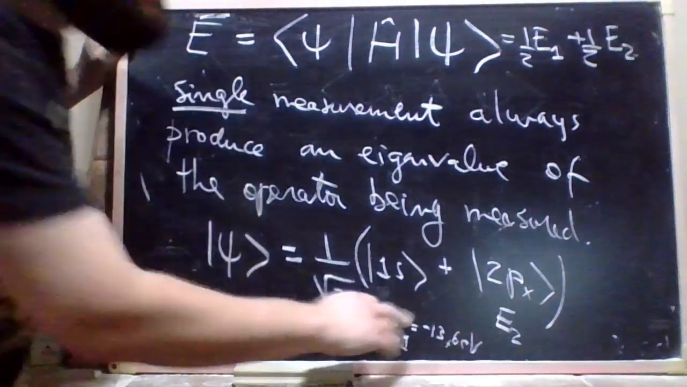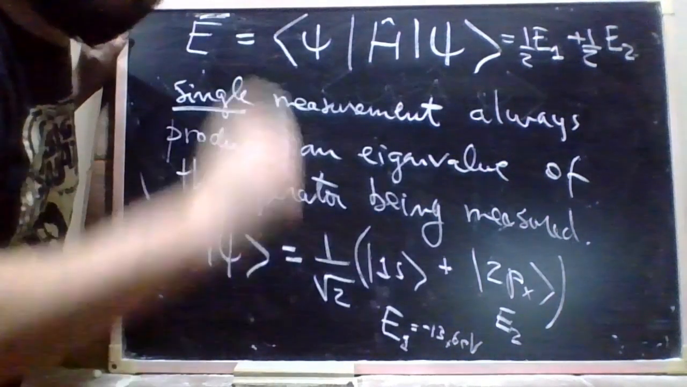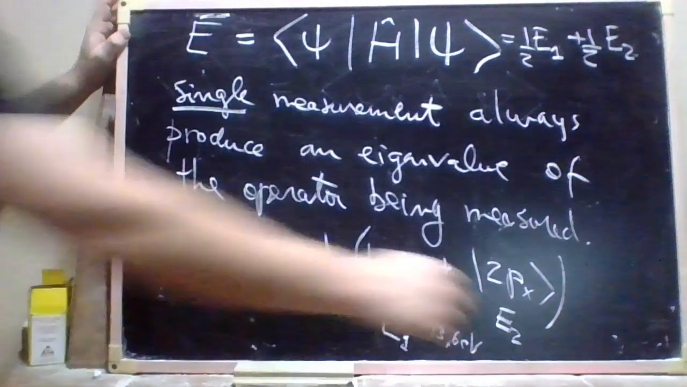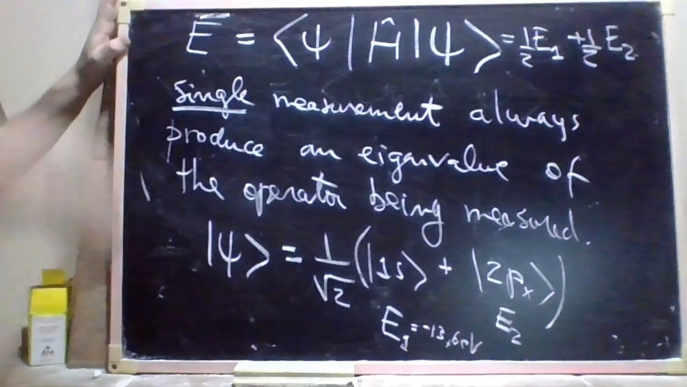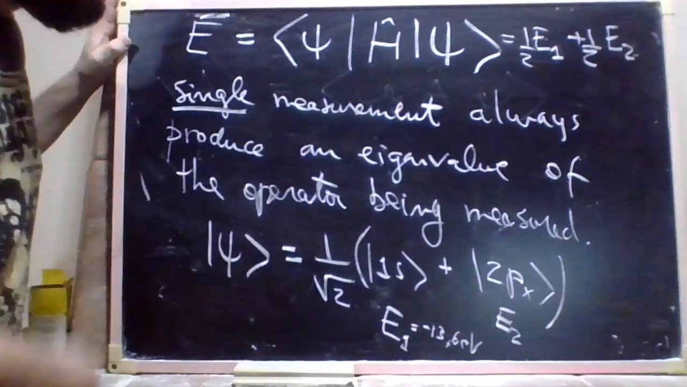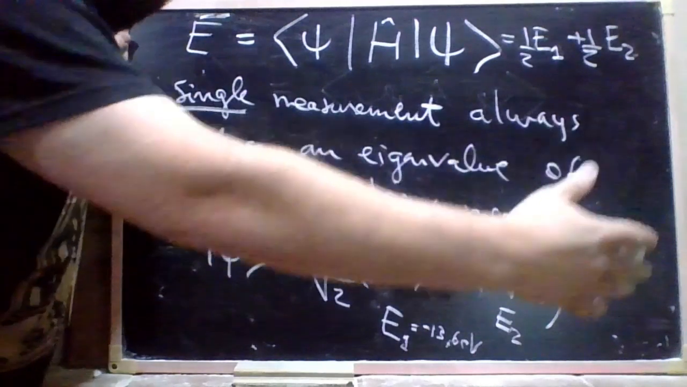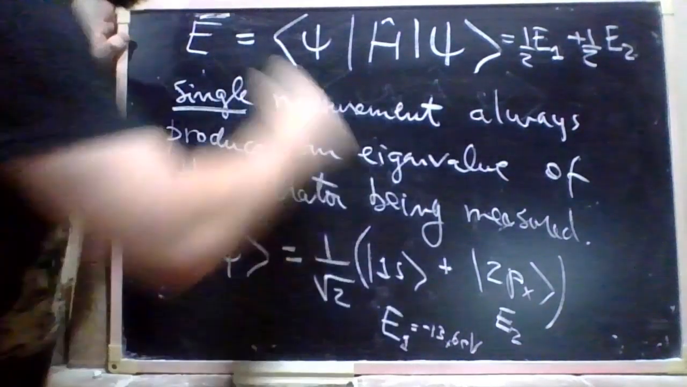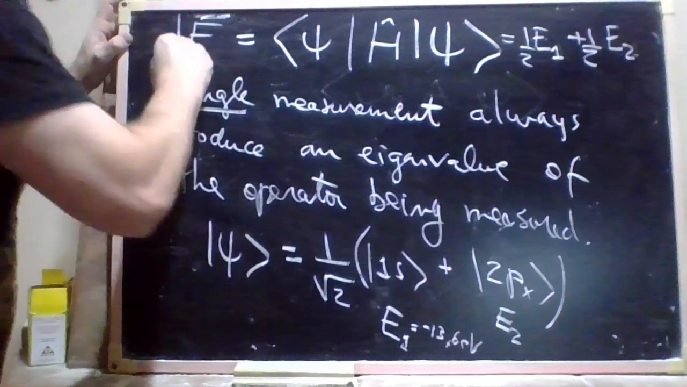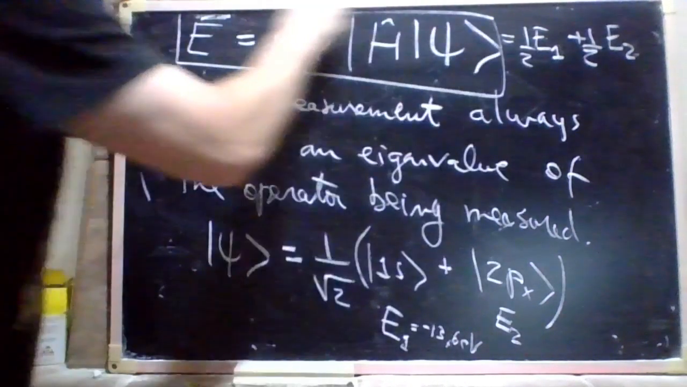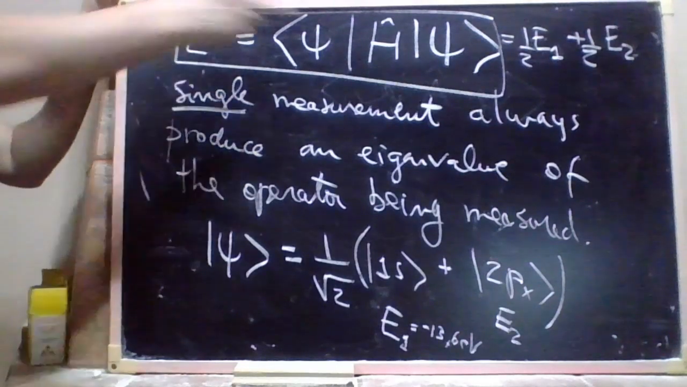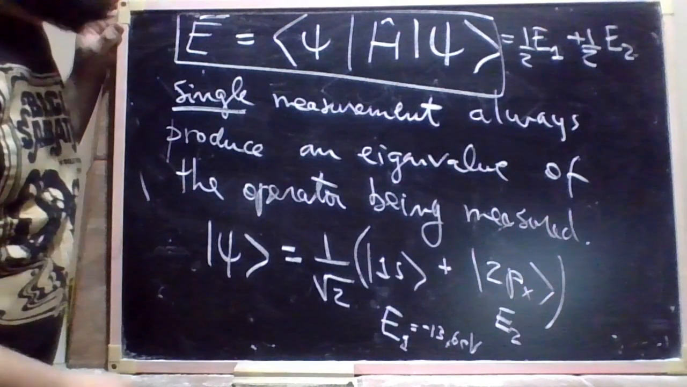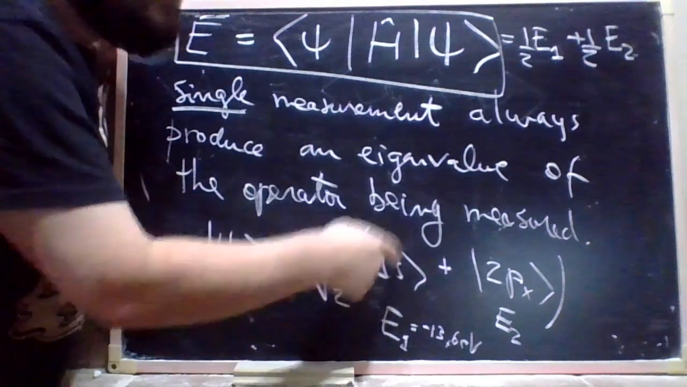So if you measure a single time, you will find this value or the other value. And if you measure and measure and measure over a collection of hydrogen atoms prepared in the same way, you will find an average. And the average is given by this equation of the energy, but it could be any other operator you would be interested in measuring, like the spin of the electron.